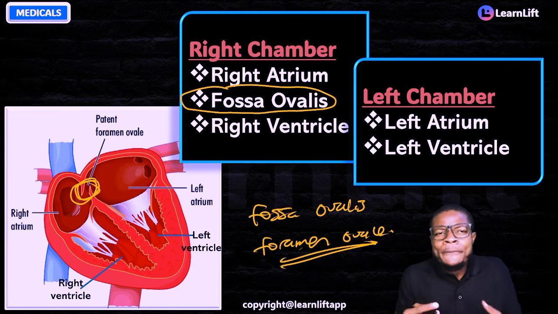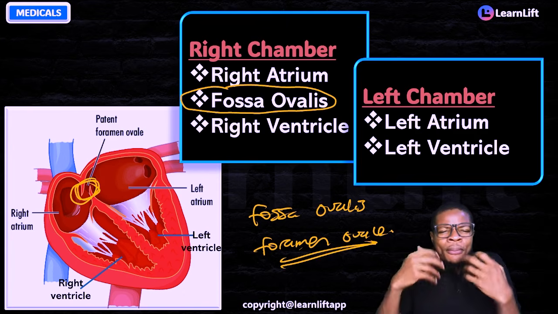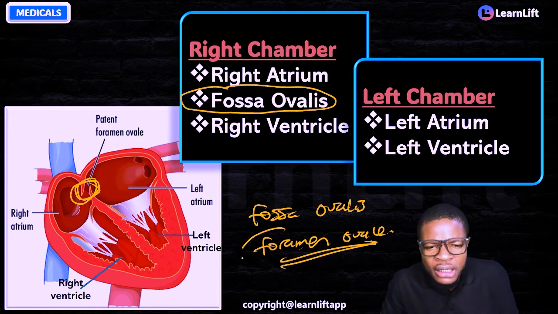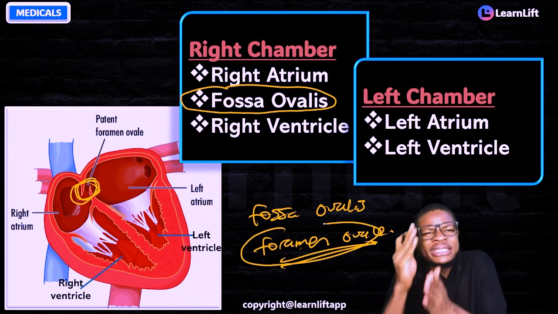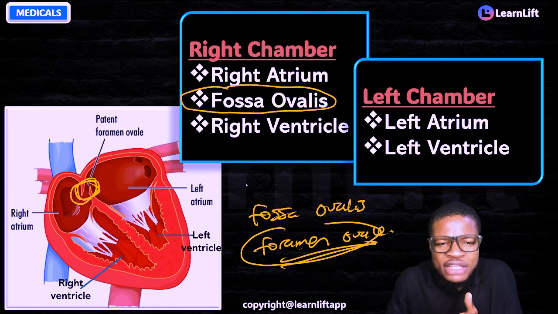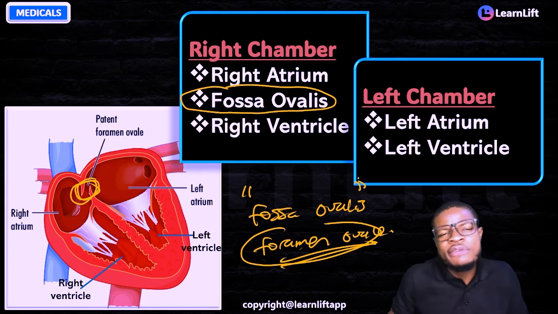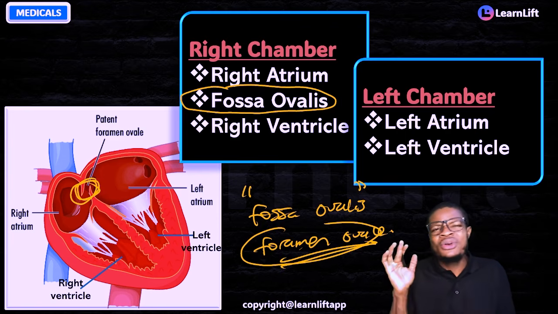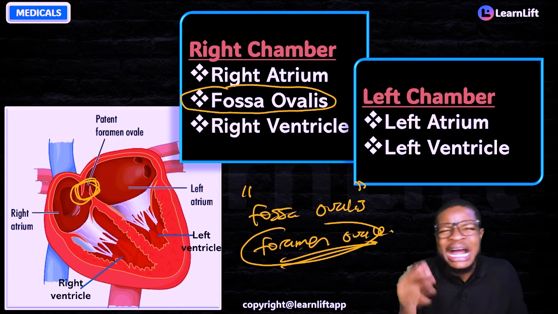But when the baby is now born, the foramen ovale is sealed up or closed up. And what you have there is your fossa ovalis. It now forms the fossa ovalis. So the fossa ovalis is the remnant of the foramen ovale. If you don't catch it yet, don't worry, I'll show you.